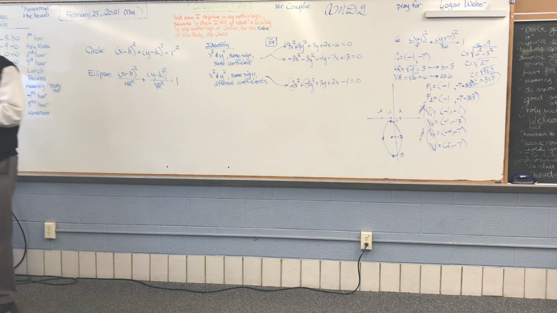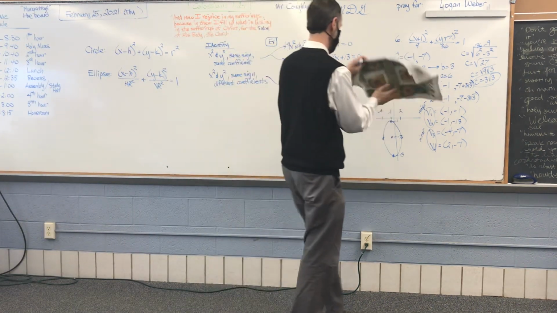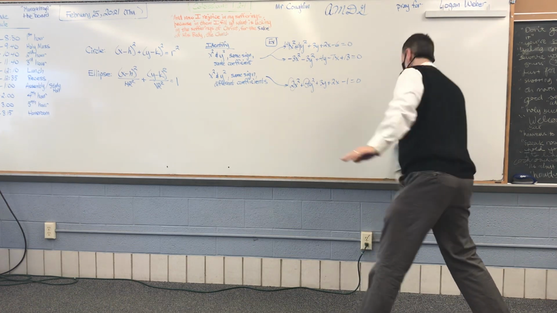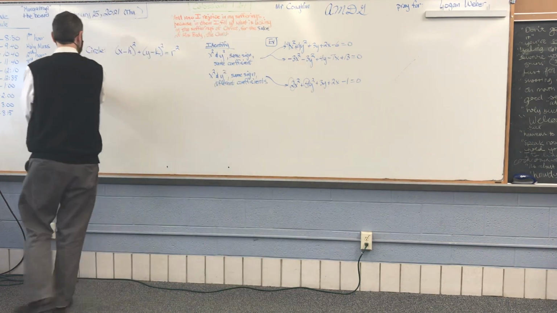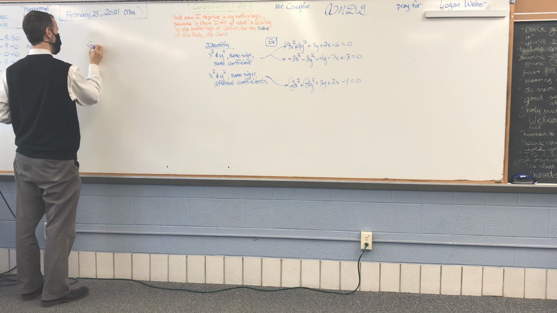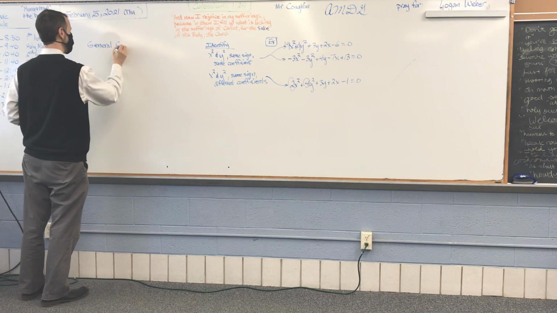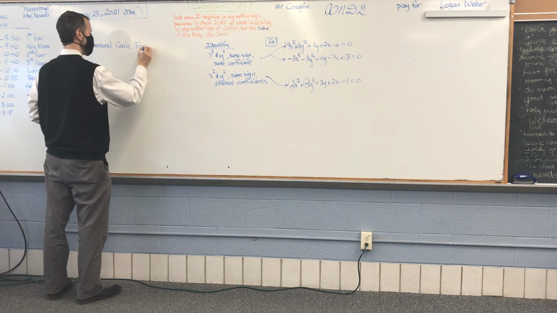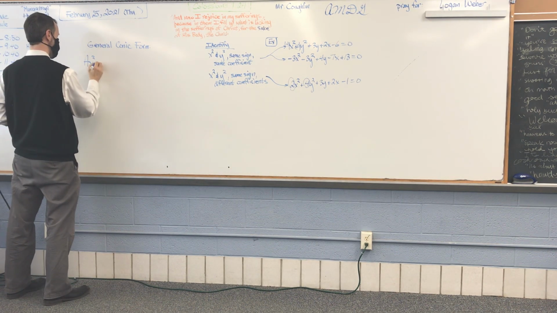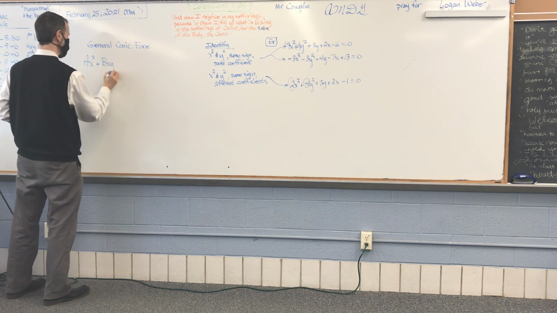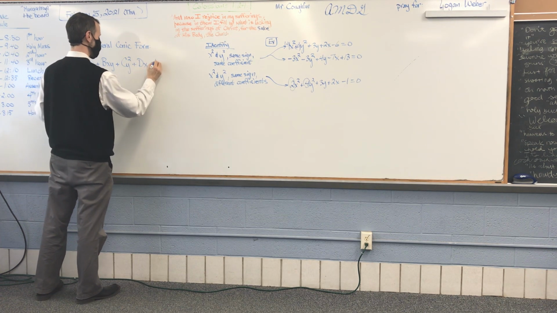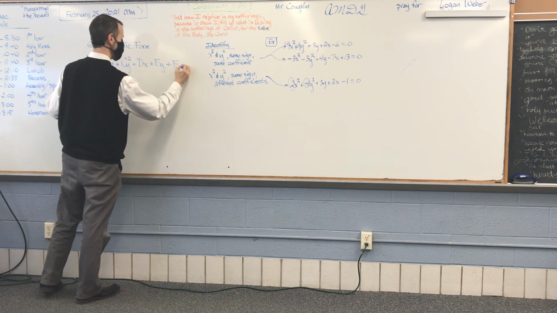Alrighty. Let me show you a few variations on this. The book is not going to show this to you yet. It should. I will. This is what's called general conic form. I might even have given this to you once. It looks like this: capital A, x squared, plus capital B, xy, plus capital C, y squared, plus capital D, x, plus capital E, y, plus F equals 0.